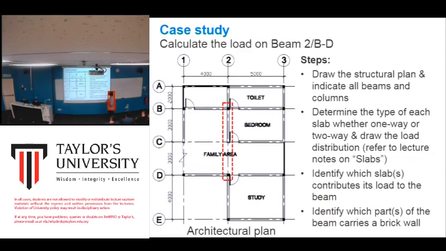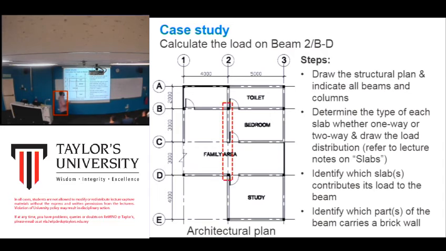Okay, for your assignment, it will be something like this, as I mentioned from last week. Last week was slab, this week is beam. Slab and beam are usually connected together. Okay, calculate the load of beam 2/B to D. So the beam is here. First you need to draw the structure plan and indicate all beams and columns.